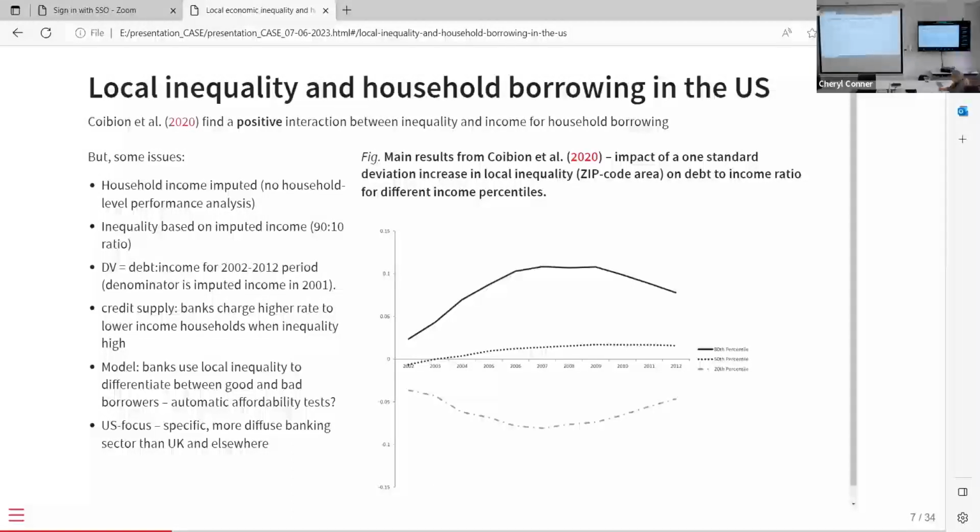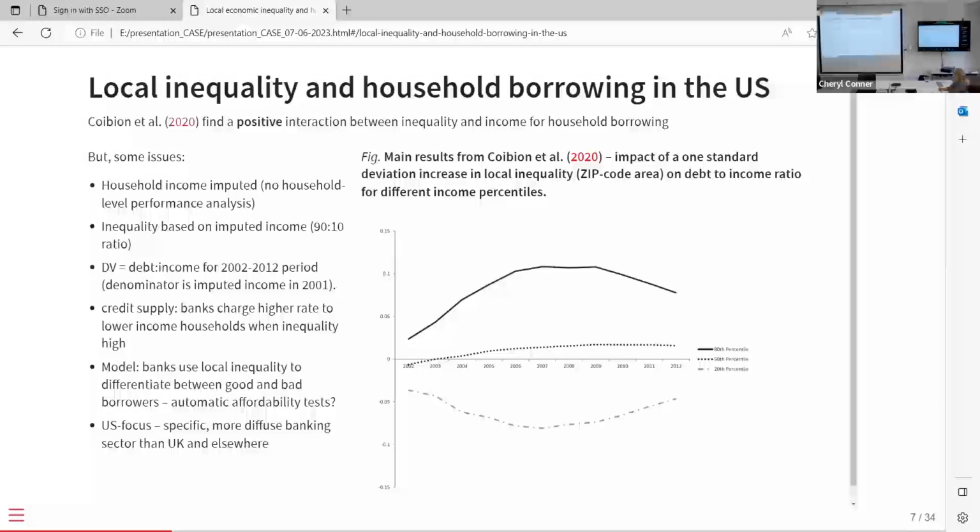And here's the main figure in their paper. I don't know if you can see these numbers so well. Basically, for different percentiles, they're plotting the expected debt to income ratio. The top line is the 80th percentile. So their debt to income ratio increases over time as inequality increases, and the reverse for the 20th percentile.